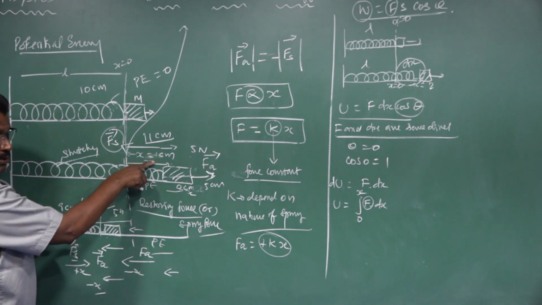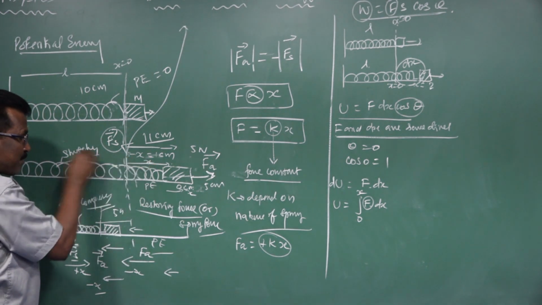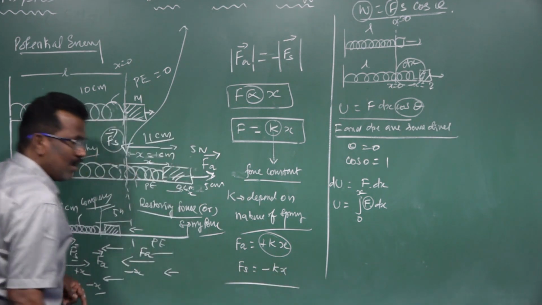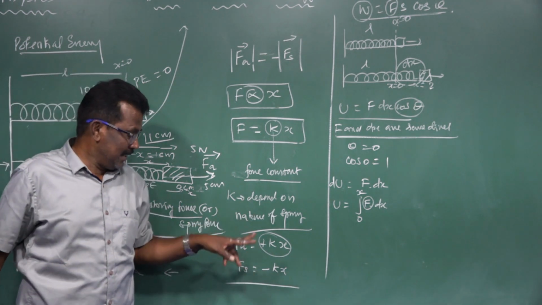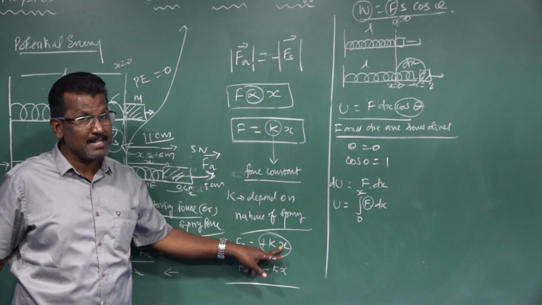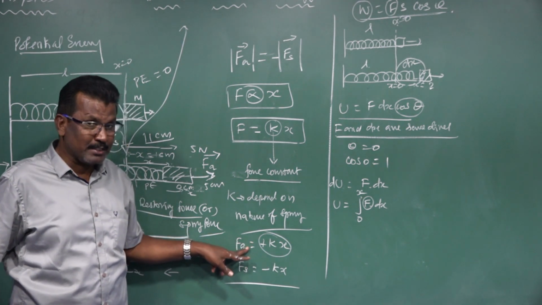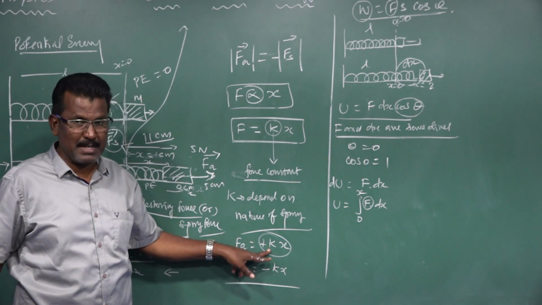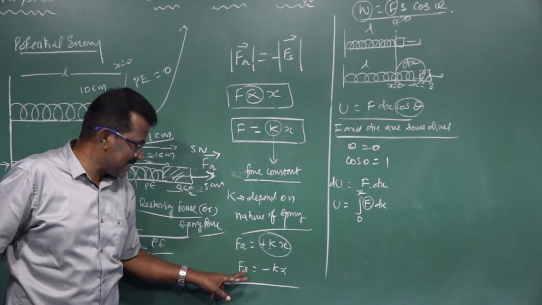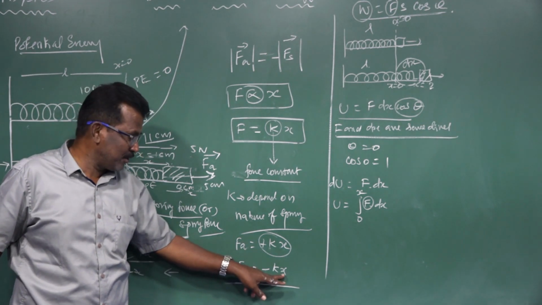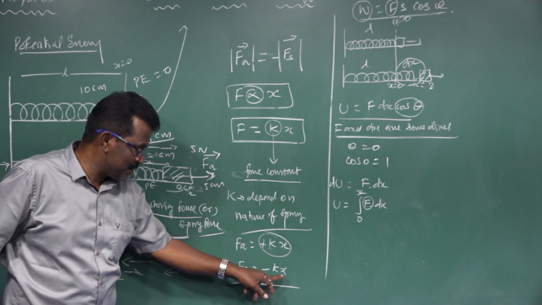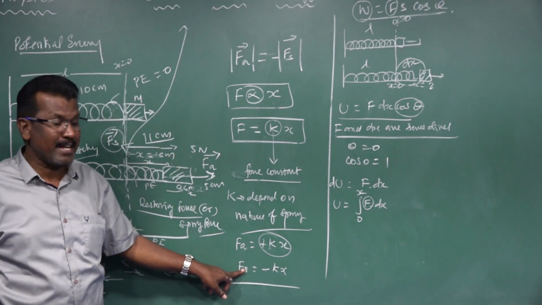If the applied force is opposite to the displacement, then for the spring force, Fs is equal to minus Kx. The minus indicates the direction: when the displacement is in the same direction, the applied force is always positive. The K value is always positive, so F is equal to plus Kx. The minus indicates that the spring force is always in the opposite direction of the displacement. The displacement and the applied force are in the same direction; the displacement and the spring force are in opposite directions.